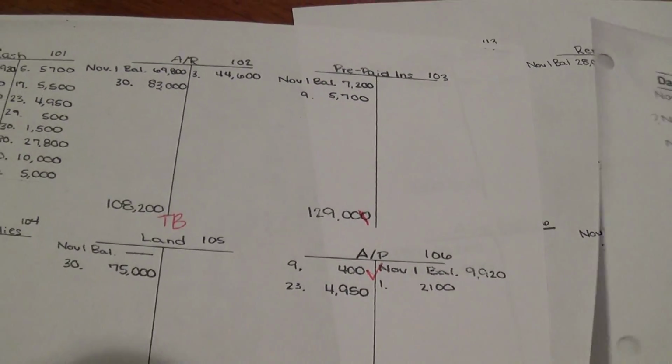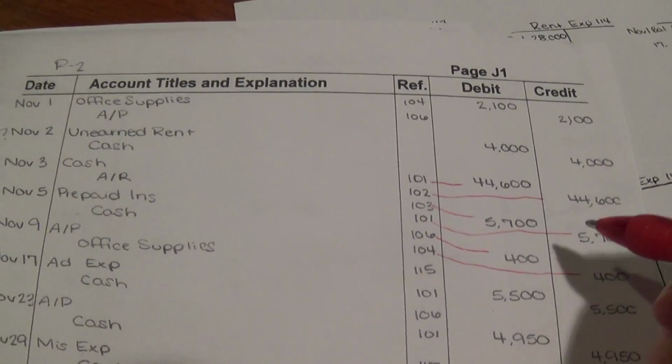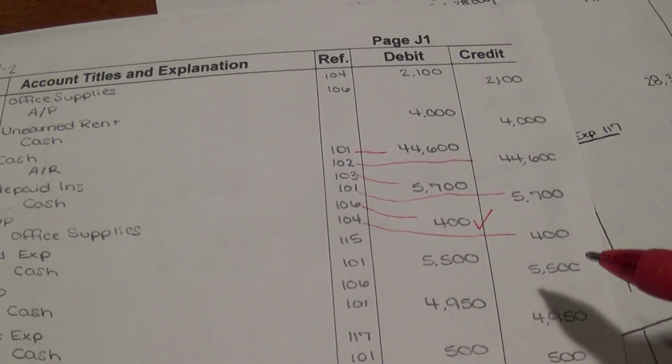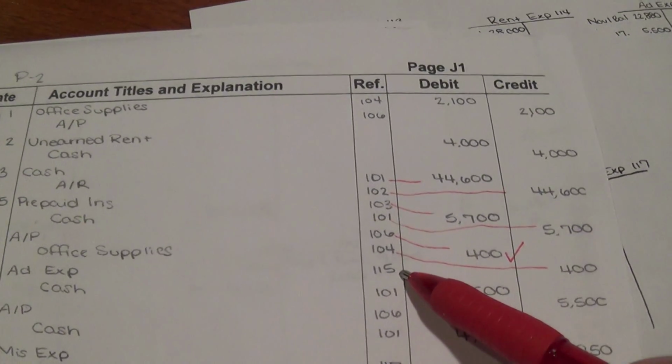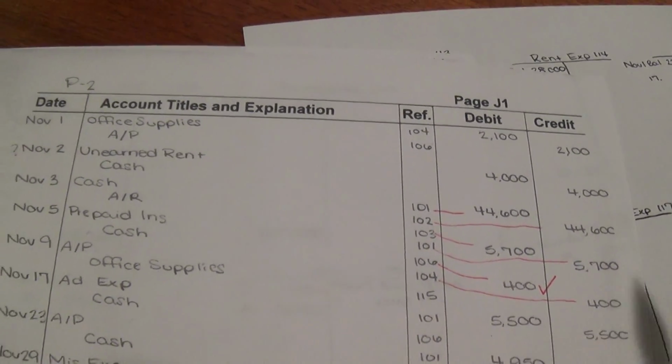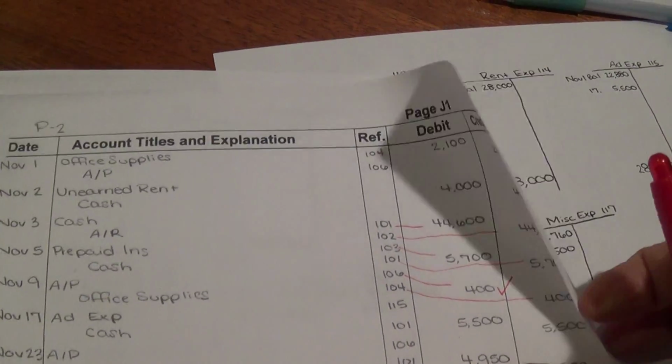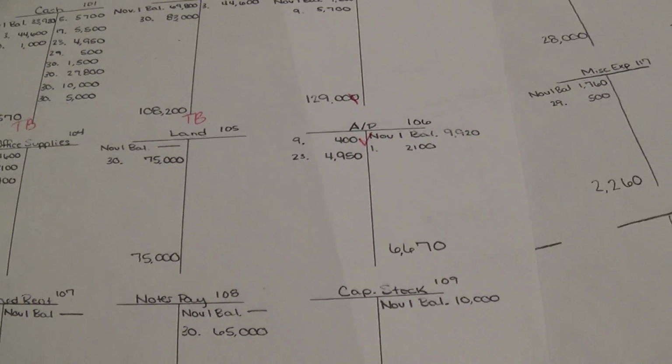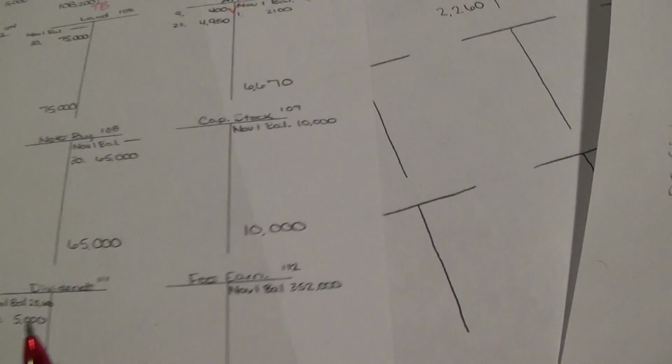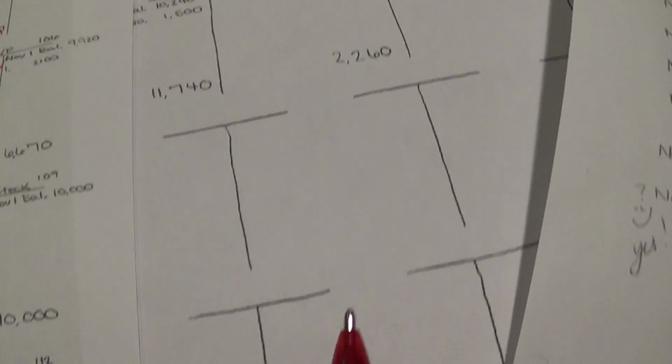I'm going to put a check mark. I know I did it. So I'll go back up here and I put a nice check mark. Yep, I did it. Now I'm going to look for account 115, 400 credited. Where is it? 115. Oops, right there.